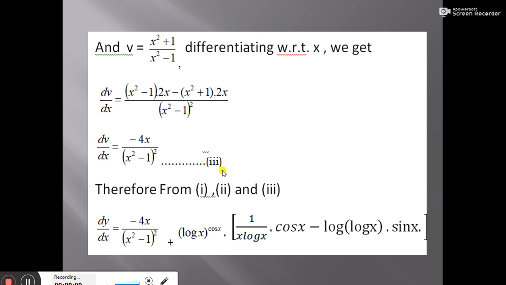And now using 1, 2 and 3, we get dy/dx equals log x raised to the power cos x into (1 by x log x into cos x minus log of log x into sin x) minus 4x upon (x square minus 1) whole square. I hope you understand this.